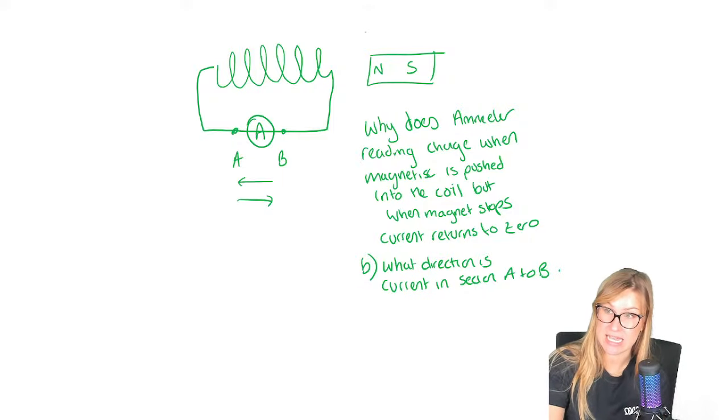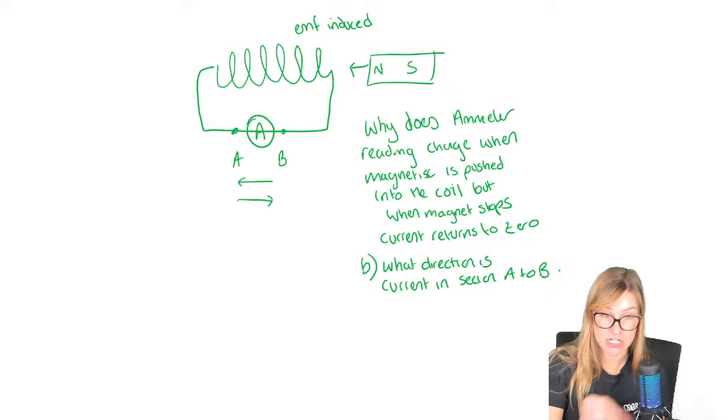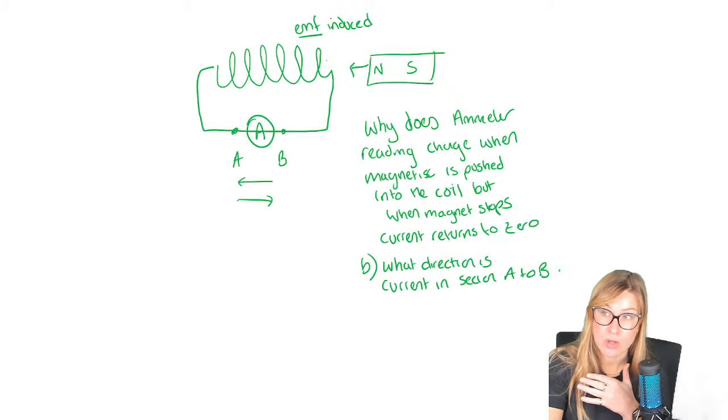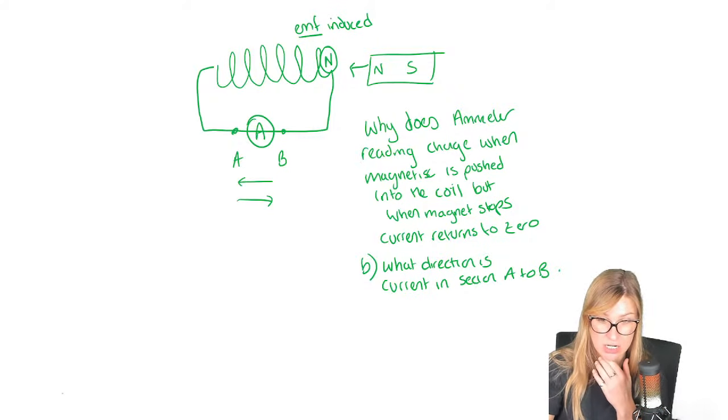So what you want to say is, if I'm trying to push a north pole in, we just said that an EMF is going to get induced, because we've got a rate of change of magnetic flux linkage. We're changing the number of field lines cutting the coil, so I'm going to get an EMF in my wire. I know energy can't be created or destroyed, so that energy has to come from somewhere. So a north pole is going to get induced on this side of the solenoid.